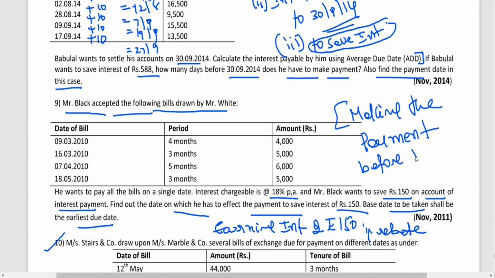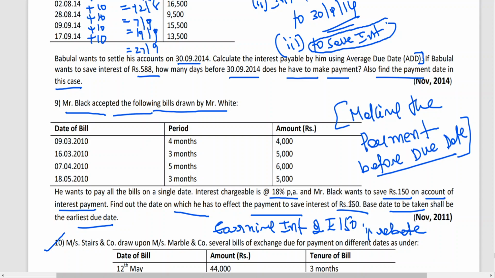Sir, how will you be able to know? Because here the date of settlement is different, the due dates are different. We can calculate the average due date, but we don't have the date of settlement. So the question is that he wants to save interest. Then immediately this point should come to your mind: making the payment before due date. You learn this in bills of exchange. If you make the payment before due date, you can get a rebate. To get a rebate, how many days before due date do you need to pay?